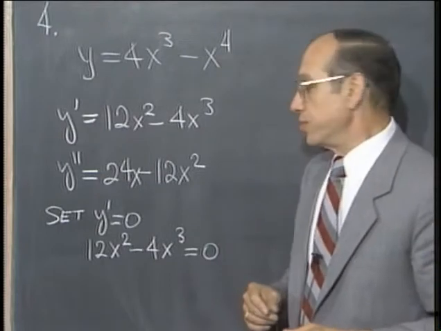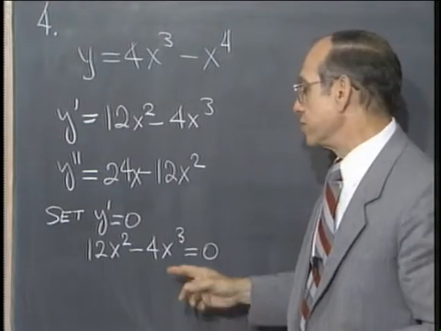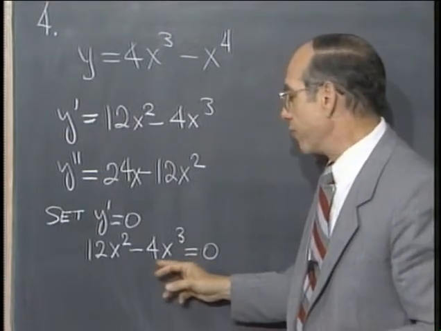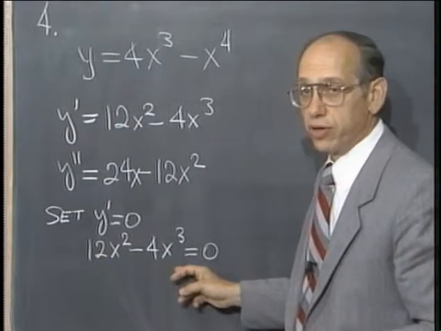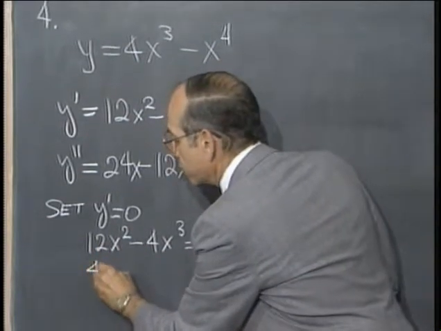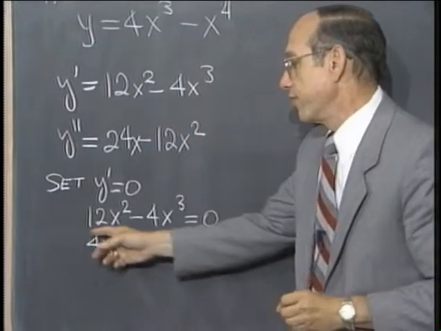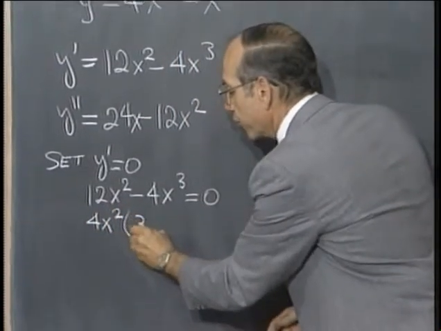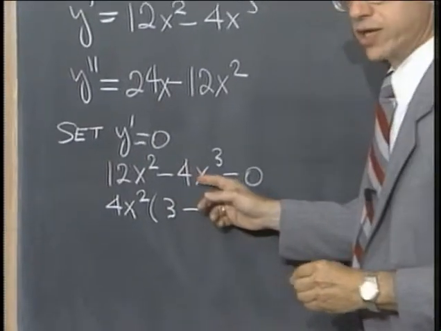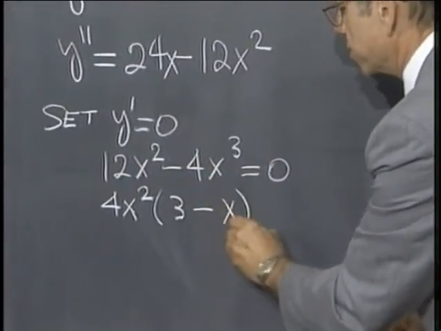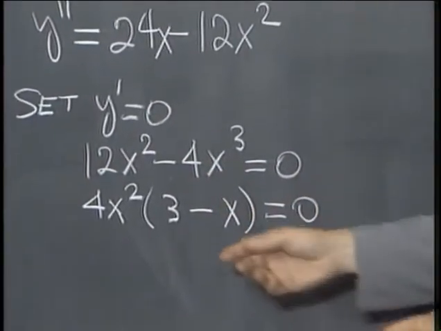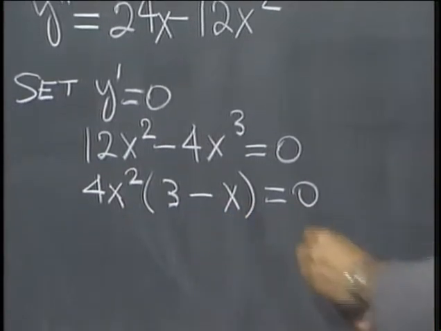Now, to solve this, we're going to have to factor it. You can see that there's a common factor, 4x squared, in both terms. So we factor 4x squared. We get 4x squared times, factoring from 12x squared, we're left with a 3. And factoring from 4x cubed, we're left with x. So we have 4x squared times 3 minus x equals 0.